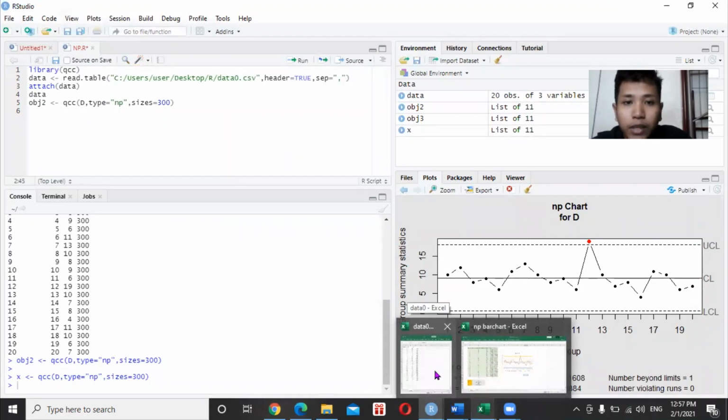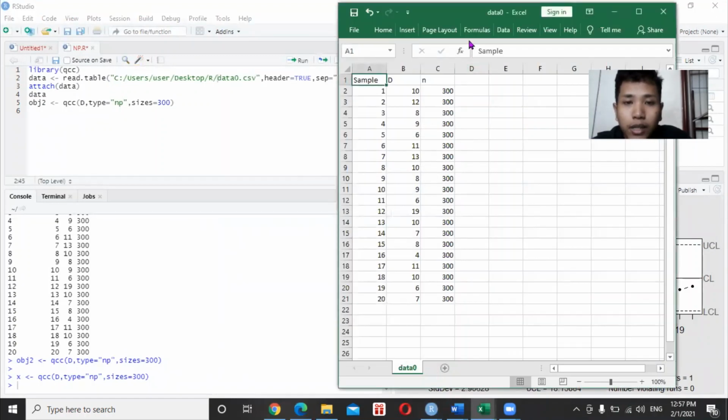This is the Excel file that I have done. These are the data from the question, and I put them in Excel. The D in this is the number of dissatisfied customers. I put it as D to make it easier in the coding. Then the N, 300, is the size given in the question.